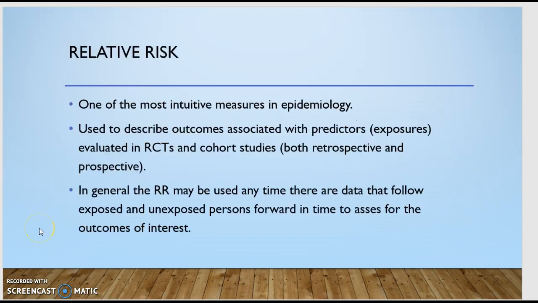Relative risk is one of the most intuitive measures in epidemiology. It is used to describe outcomes associated with predictors or exposures evaluated in RCTs and cohort studies, both retrospective and prospective. In general, the relative risk may be used anytime there are data that follow exposed and unexposed persons forward in time to assess for the outcomes of interest.